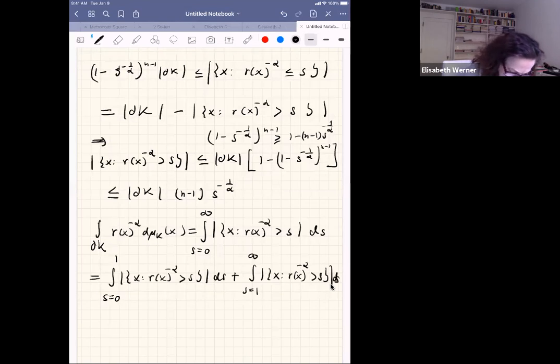And the first part, I'll simply estimate. The first part there, I'll simply estimate the measure of all those x in the boundary so that r(x) to the minus alpha is bigger than s.